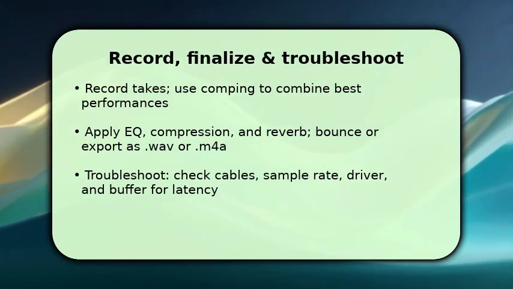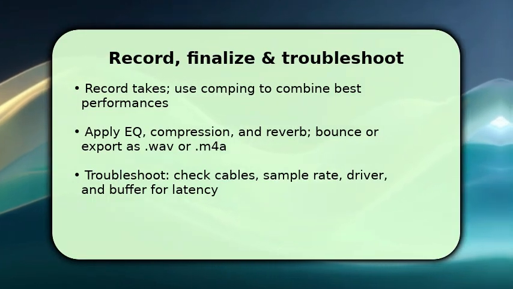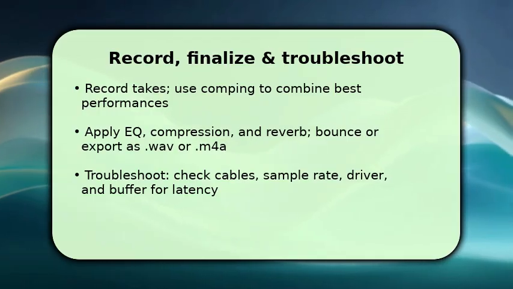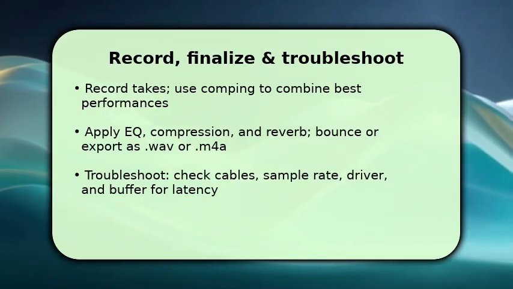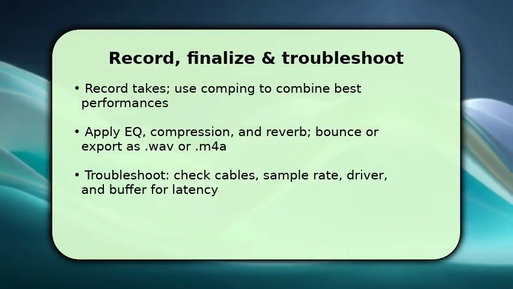Use cycle regions and comping to select the best phrases and make small edits with the scissor tool to tighten timing. After cleanup, add EQ to tame boxiness, light compression for dynamics, and a touch of reverb for space. Then bounce or export as WAV or AAC.